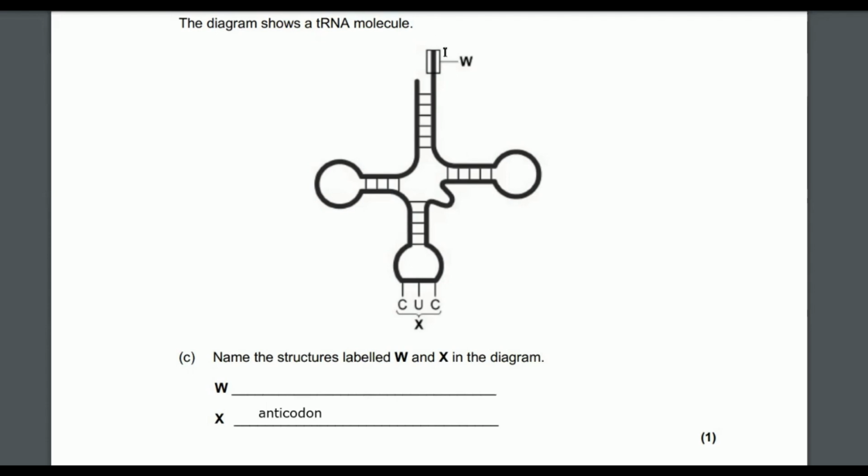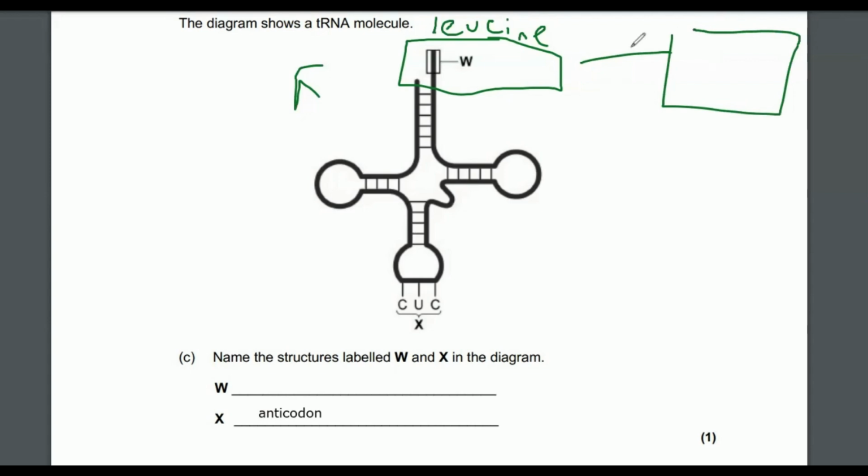Now, W, what is W? What attaches to W? Well, W is where it's going to carry the amino acid. The tRNA will leave leucine behind, and leucine will be bonded by a peptide bond to another amino acid. So this is being brought down. What we call W is the attachment site, or the binding site. So it's the amino acid binding site. It's where the amino acid attaches or bonds to the tRNA. Of course, the amino acid is left behind when tRNA leaves as the next tRNA molecule comes.